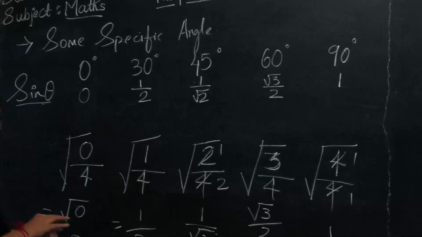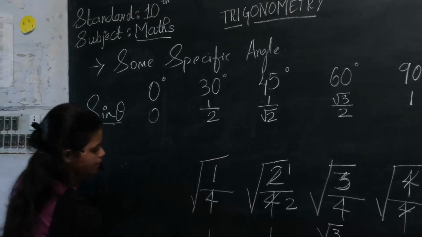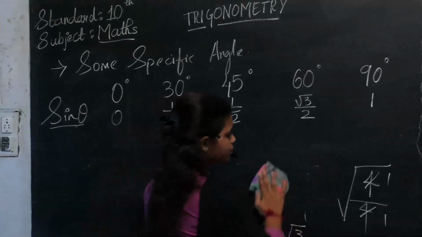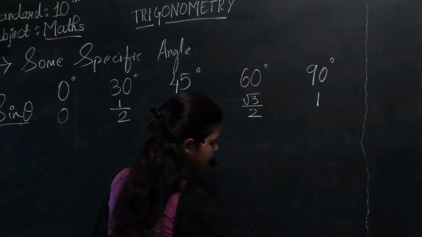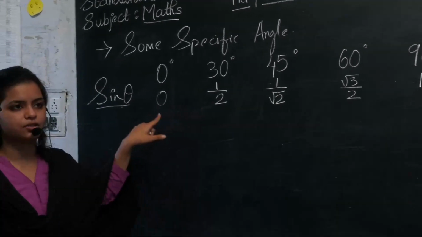We'll write this. Now just remember this. And from the value of sine, we'll find the other ratios like cos, tan, cosec, sec and cot. Just try to remember this one.